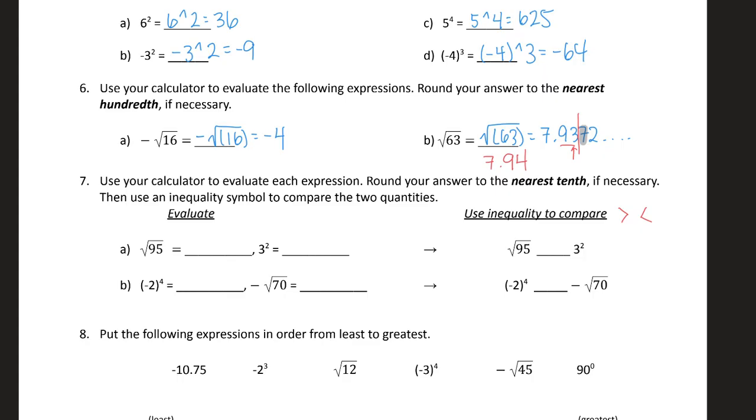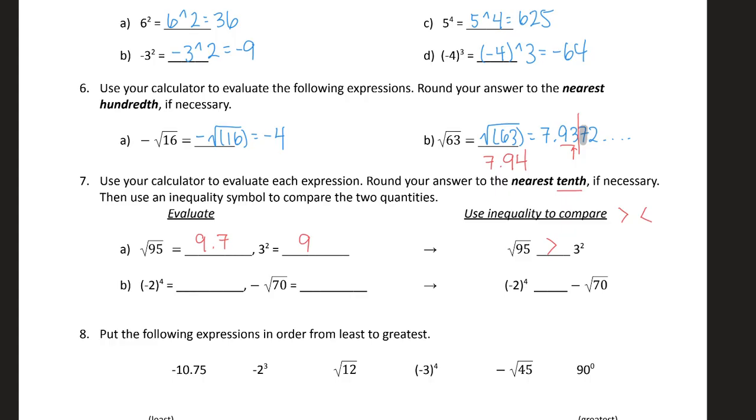All right, square root of 95 in our calculator. So I'm not going to write out the calculator stuff here. I'm just going to write out the answer. When you put that in your calculator, when we're rounding to the nearest tenth, tenth is one number after the decimal, you would get 9.7. And then 3 squared in your calculator, you should get 9. So that would mean that the square root of 95 is greater than 3 squared.